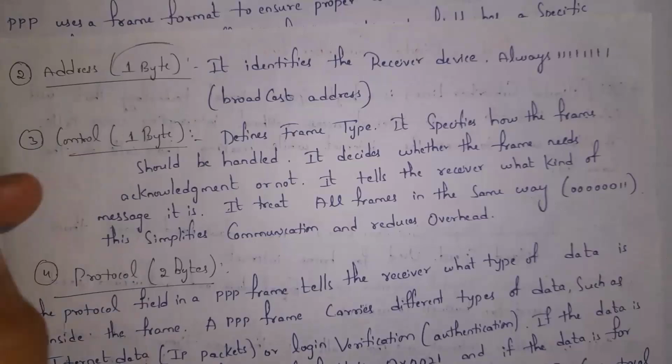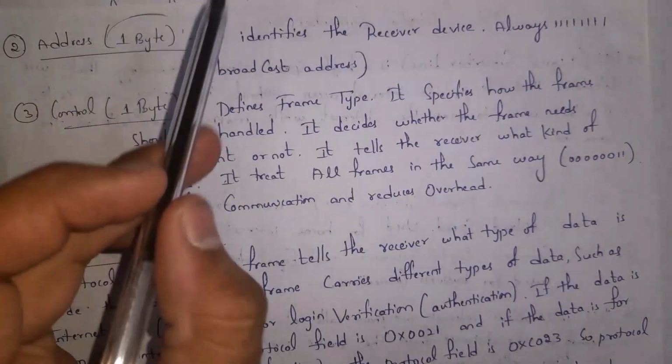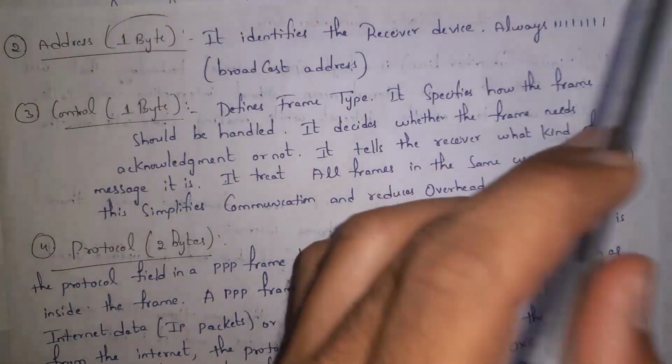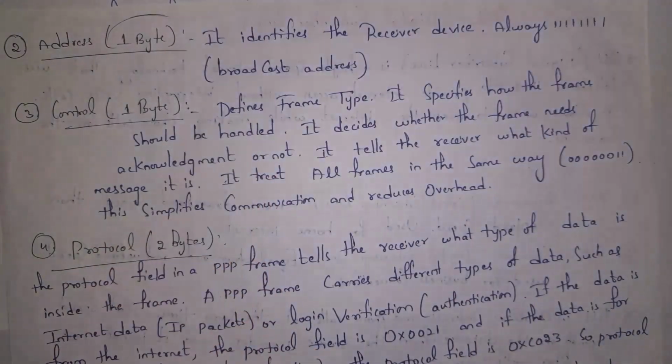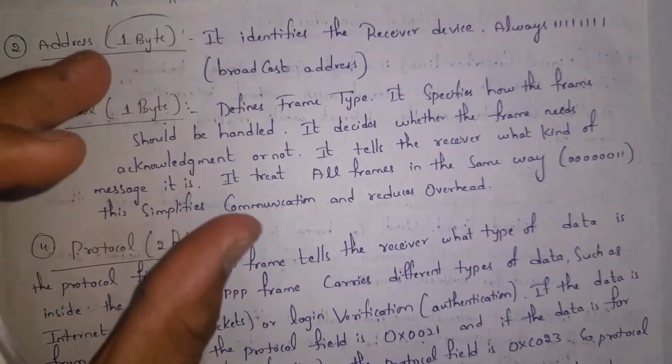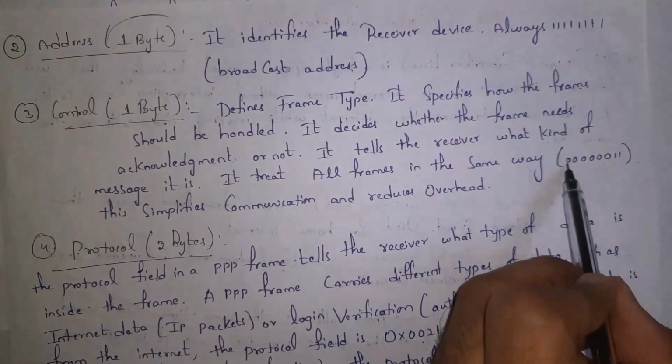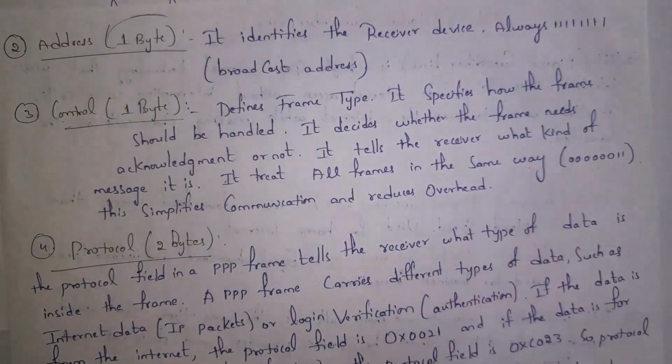So by using the address field, the sender will identify the receiver device and its value is always ones. All ones is the broadcast address, which means data is sent to all devices connected to the network. And the third field is the control field. Here also there is a default value, that is 00000011. This is the default value.